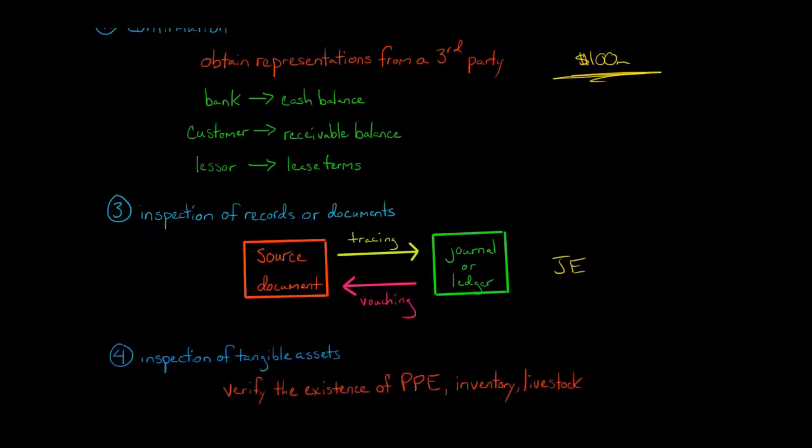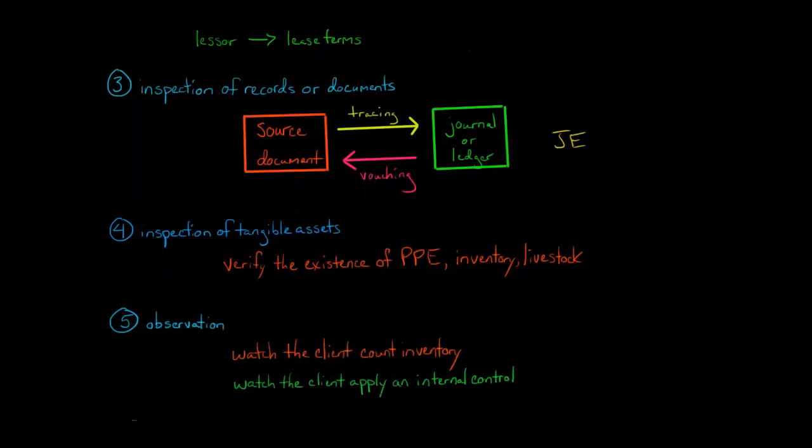Now, you can also inspect tangible assets. So, for example, property, plant, and equipment. If the company says, yeah, we spent a lot of money on this new machine, you can go and say, okay, I'd like to see that machine. You can watch the client count inventory. You can go and actually look and see, do they actually have the inventory that they claim they have? For example, if we're talking about a farm, you could count the amount of livestock that they have.